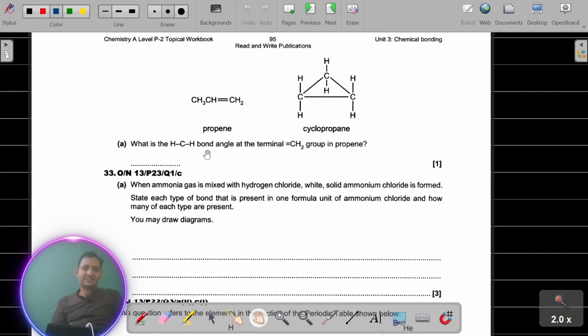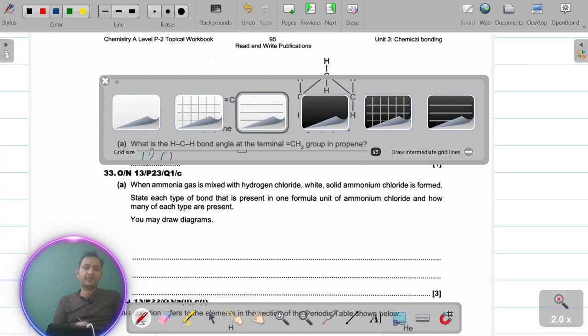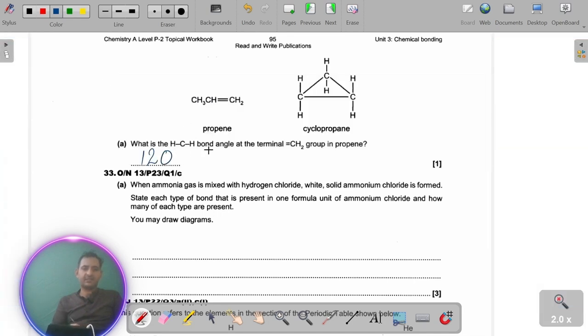What is the CCC bond angle at the terminal CH2 group in propene? So we know it is sp2 hybridized, and in sp2 it is 120. Why? Because this carbon has a carbon to carbon double bond. Okay, let me make this HCH bond angle at the terminal. Okay, he is talking about this.